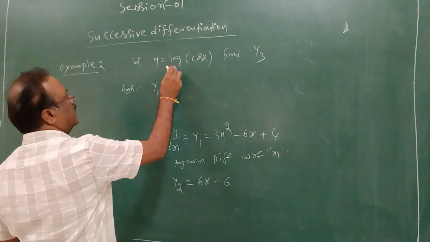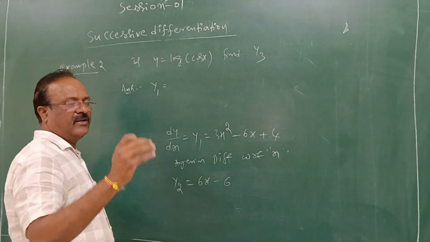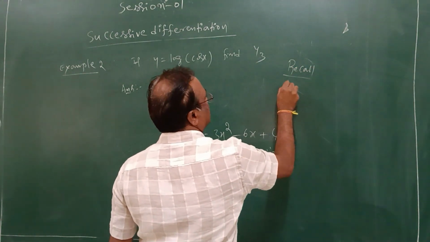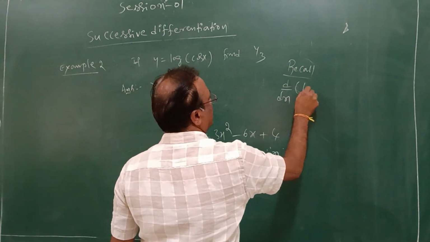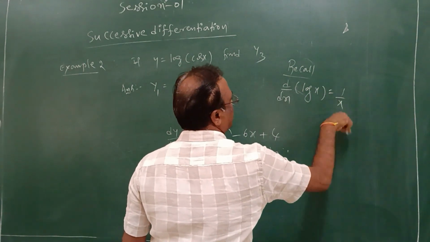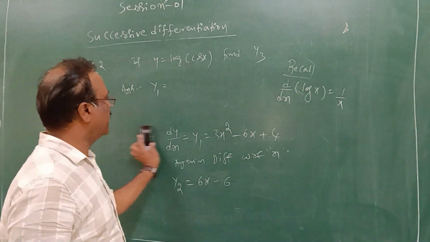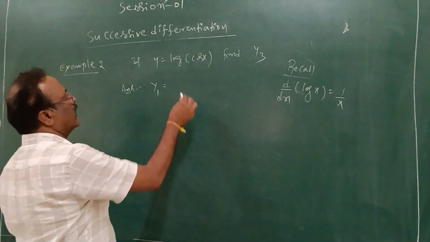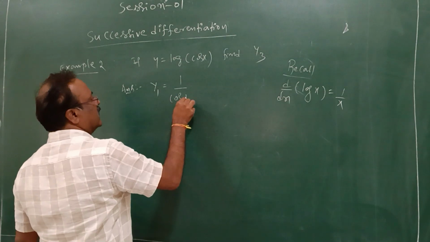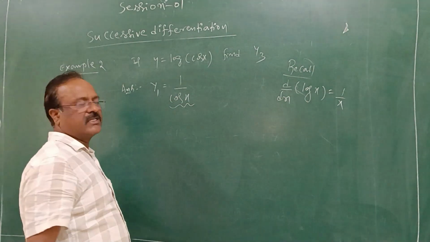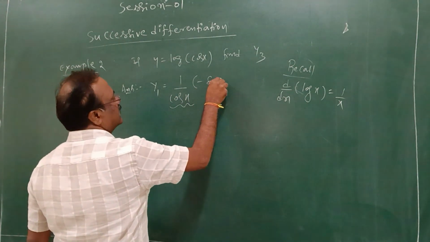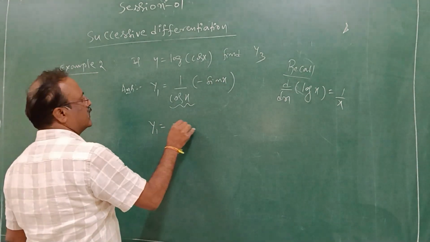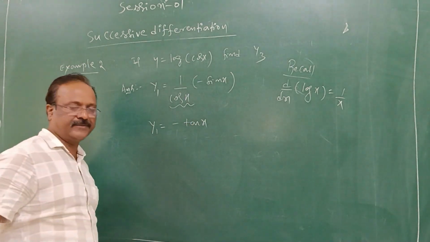So what is the derivative of log? Log differentiation, we have to recall. d by dx of log x is nothing but 1 by x, you know that. Now here, other than x, it's a chain rule. Log differentiation is 1 over cos x. Again, we need to differentiate the cos x, whose differentiation is minus sin x. Now let us simplify this. y1 is equal to minus tan x.